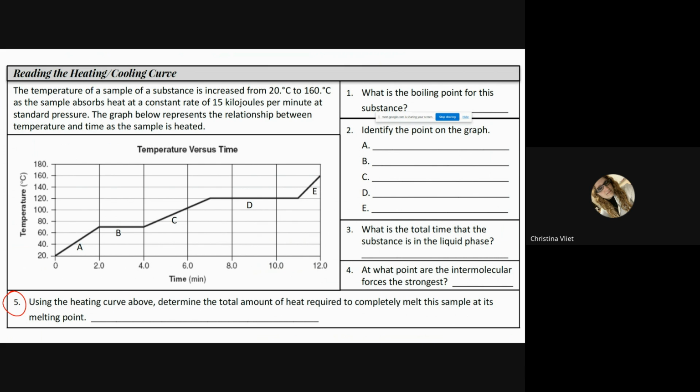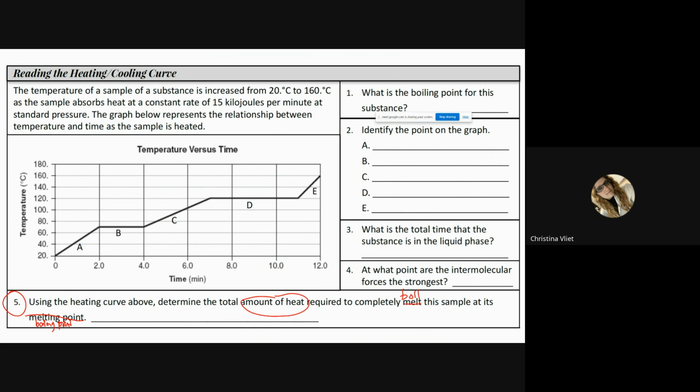Let's use the heating curve to give the total amount of heat to boil. Instead of melt, we did melt in class, to boil the substance at its boiling point. You said that was a weird one, right? Okay, so using the heating curve above, determine the total amount of heat required to completely boil this sample at its boiling point. So they give you some information here, so you have to do more reading. Like the skeleton equation. You're gonna have to read tomorrow.